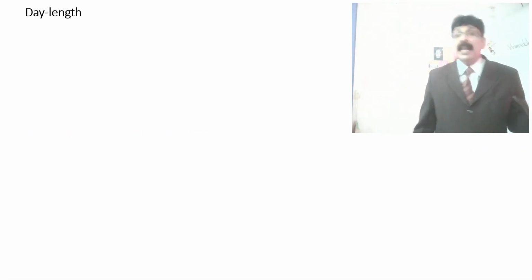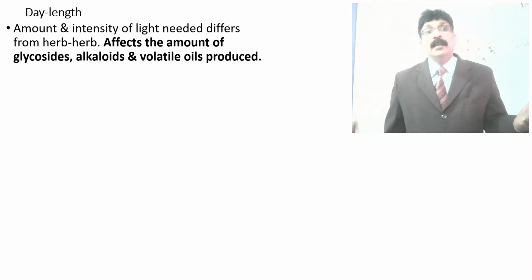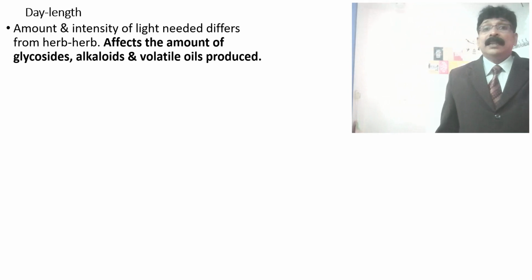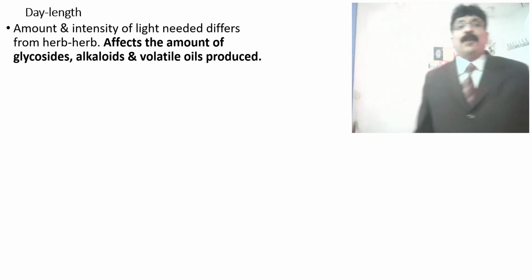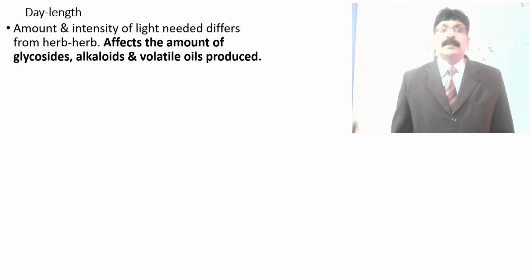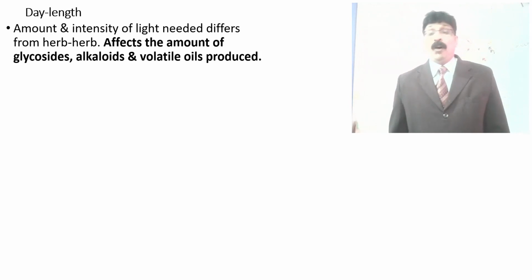Day length, amount and intensity of light needed differs from herb to herb. It affects the amount of glycosides, alkaloids and volatile oil produced.